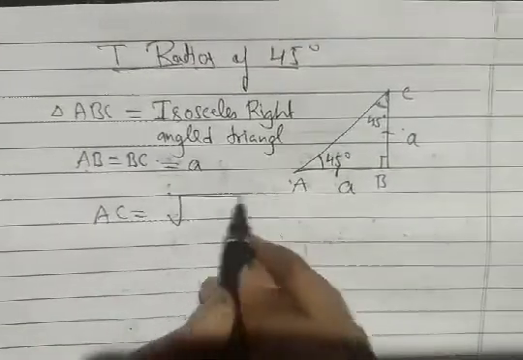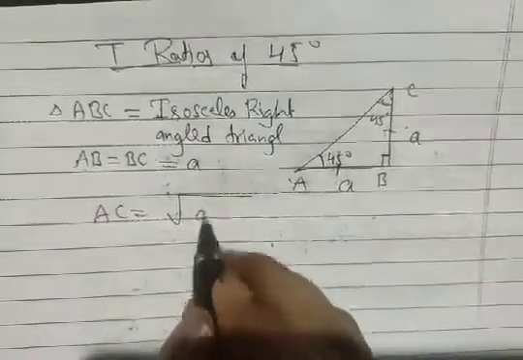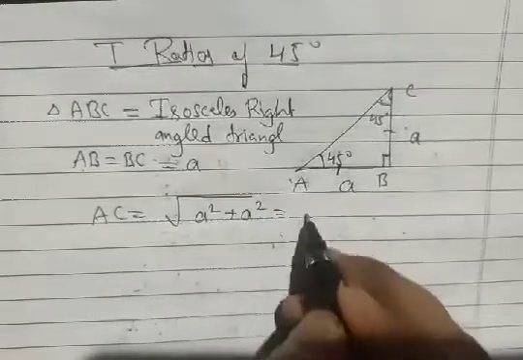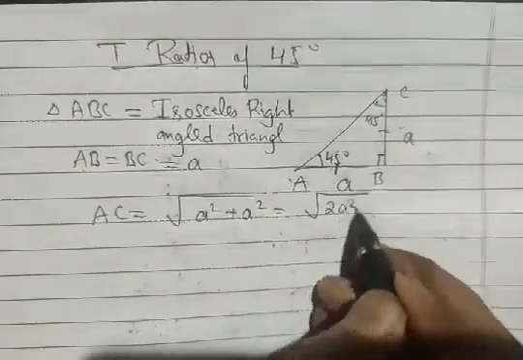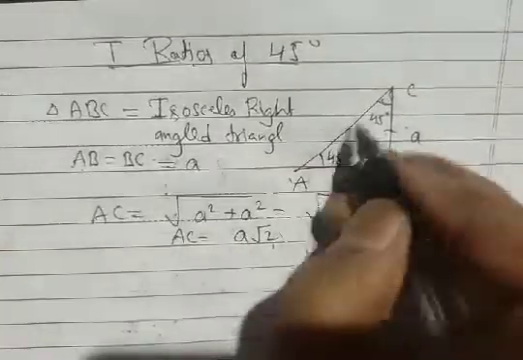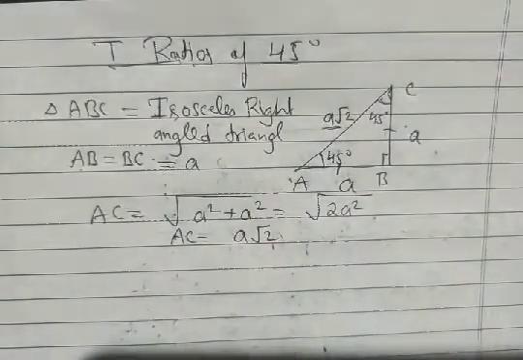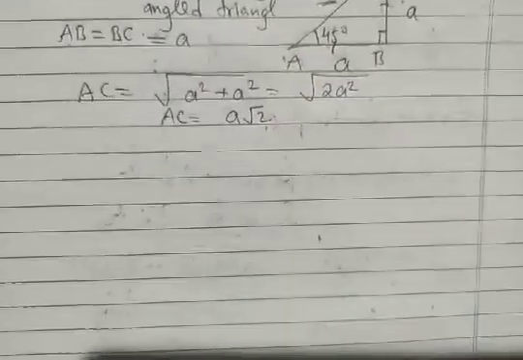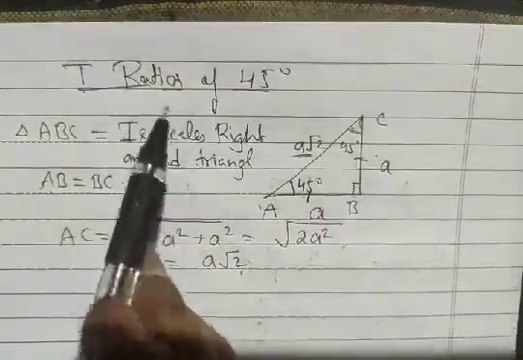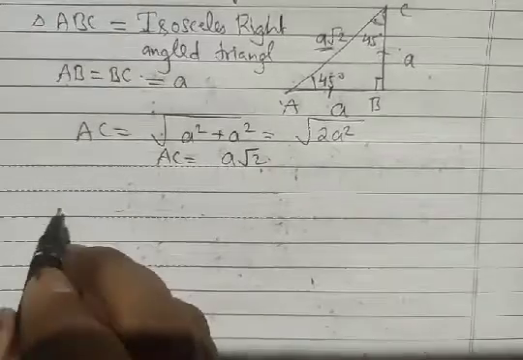How do we get AC? By using Pythagoras theorem. It says AB square plus BC square, that is A square plus A square, gives 2A square, so AC is A root 2. Now we have all three sides of the triangle. Now we move to find the trigonometric ratios of 45 degrees, using definitions.